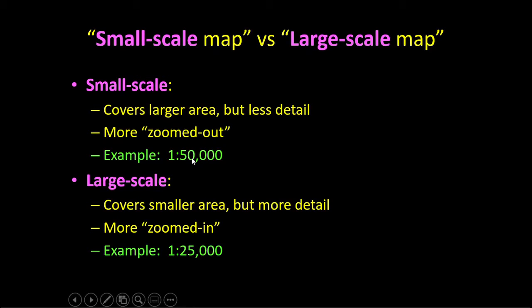Or just make it simple: we have a ratio of 1/2, or 1 to 2, and a ratio of 1 to 4. The 1/2 is 0.5, the 1 over 4 is 0.25. 0.5 is greater than 0.25. So we refer to small scale as a more zoomed out perspective that covers a larger area but has less detail. Whereas a large scale map is one that's zoomed in quite closely, and it's going to cover a smaller area and have more detail.